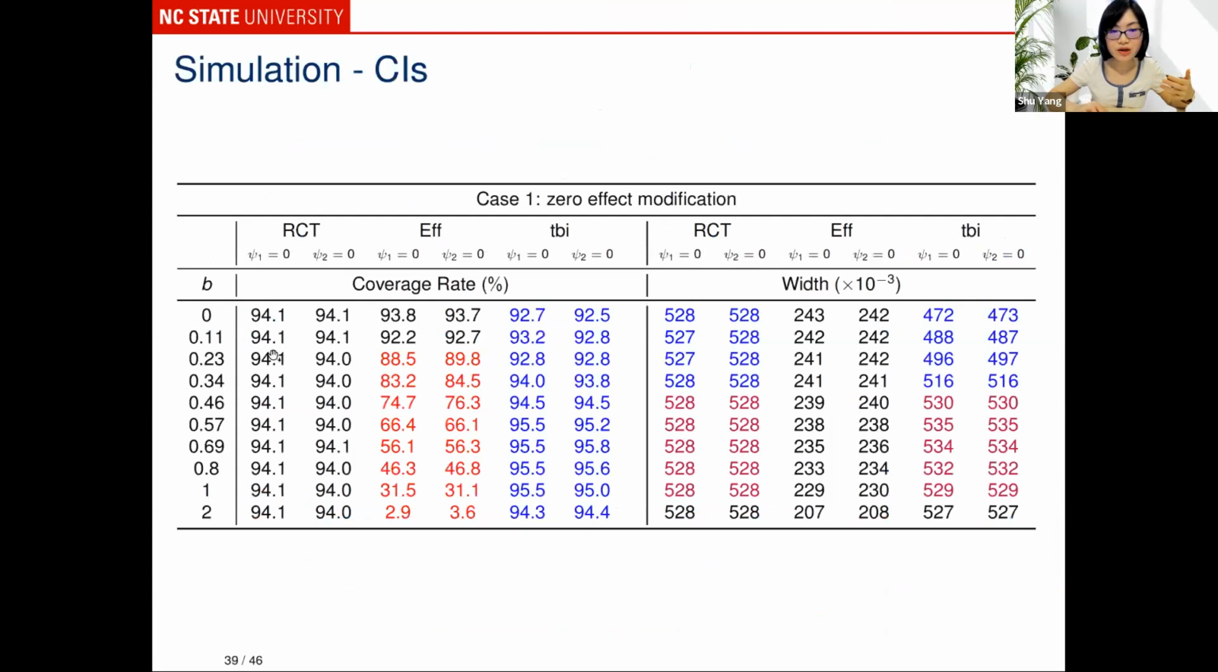In terms of the adaptive confidence interval, our TBI estimator actually has a good coverage probability. Because our adaptive confidence interval is conservative, in some scenarios you can see a slightly wider confidence interval compared to the RCT confidence interval. But when the violation is small, we indeed see a lot of improvement in the confidence interval.